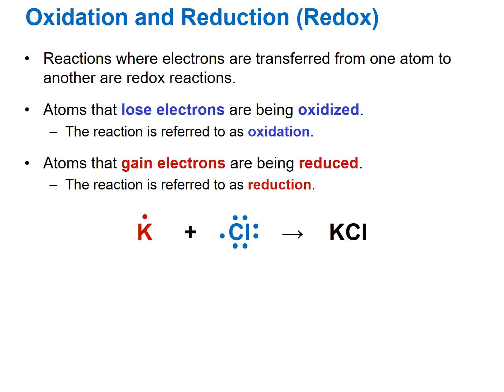Atoms that lose the electrons are being oxidized. So in our example here with potassium, potassium would be the one that is being oxidized. And the atom that finds that electron, or gains the electrons, is the one that is being reduced. In my example here, we have chlorine. Chlorine was the one that was reduced. So that's the language behind all of this. And let's put it to work.